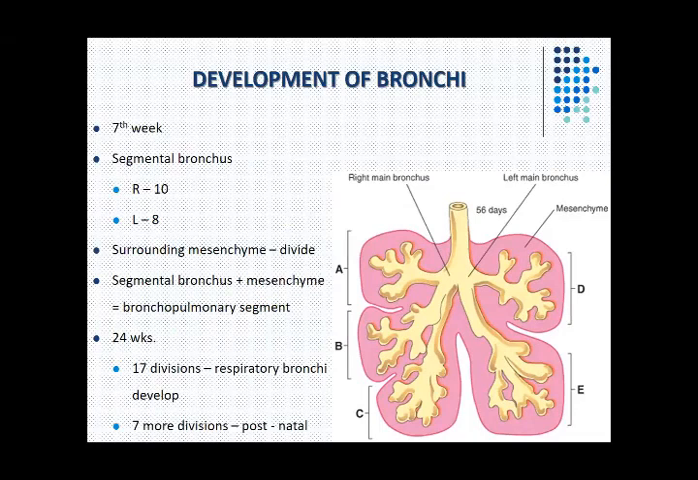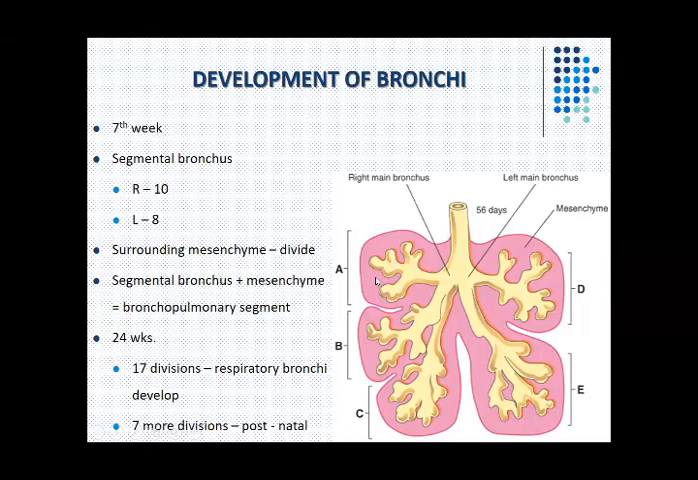Now 7th week में जाके segmental bronchi develop. अभी तक हम lobar bronchi की बात कर रहे थे. 7th week में segmental bronchi develop होते हैं और segments आपको पता है right side पे around 10 segments होते हैं, left side पे you have 8 or at times 9, but इतने ही होते हैं. Now as these developing bronchi divide, the surrounding mesenchyme also divides. So the segmental bronchus plus the mesenchyme develops into a bronchopulmonary segment.